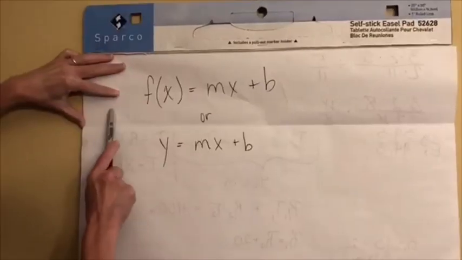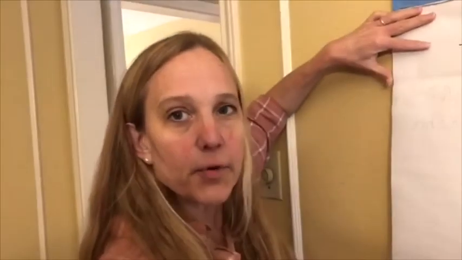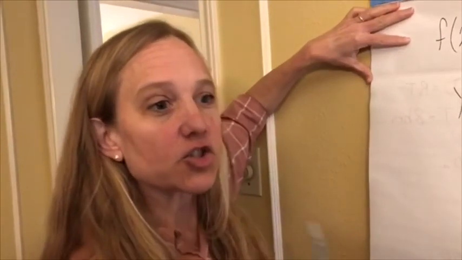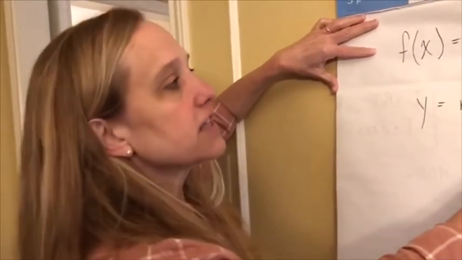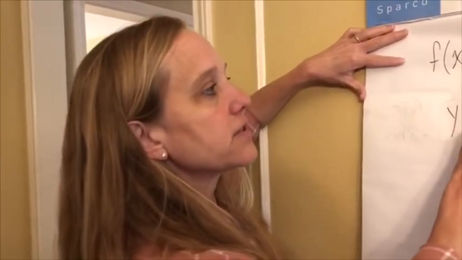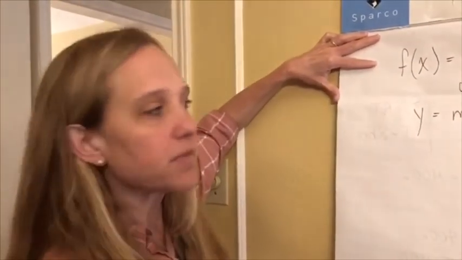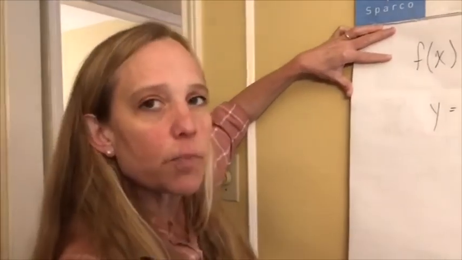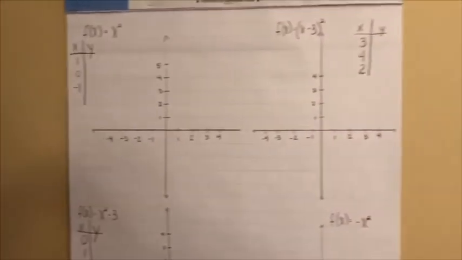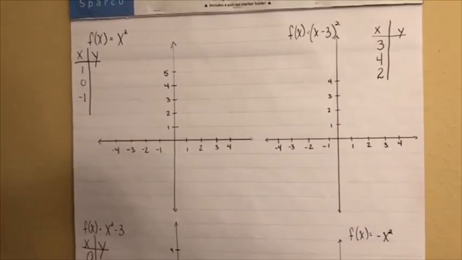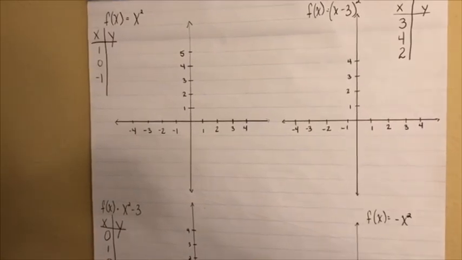We have graphed linear functions already. You'll recall that a linear function is a straight line. We've looked at this form, f of x equals mx plus b, or y equals mx plus b. It's the same thing. But in lesson 95, we're going to move into graphing nonlinear functions.